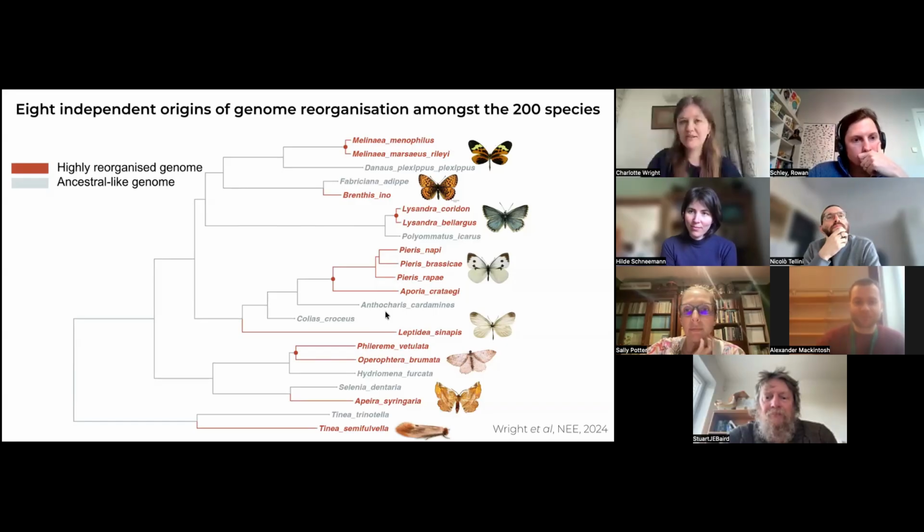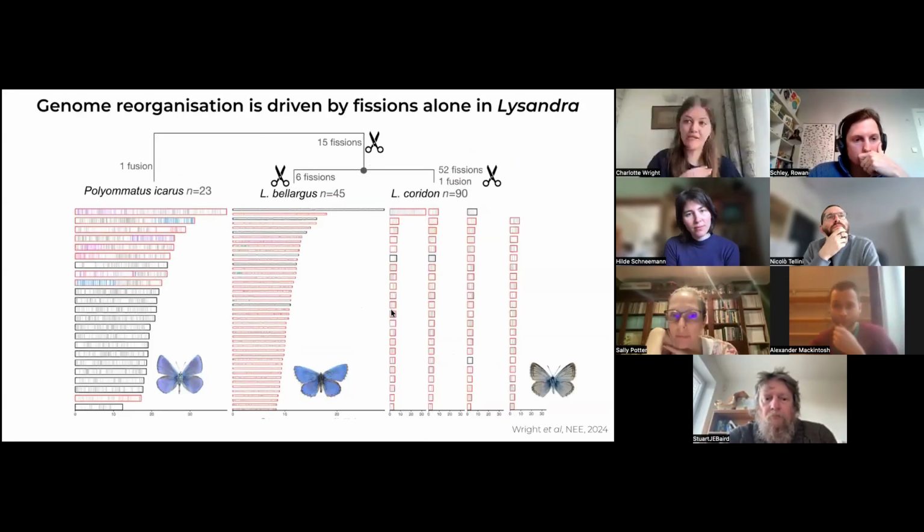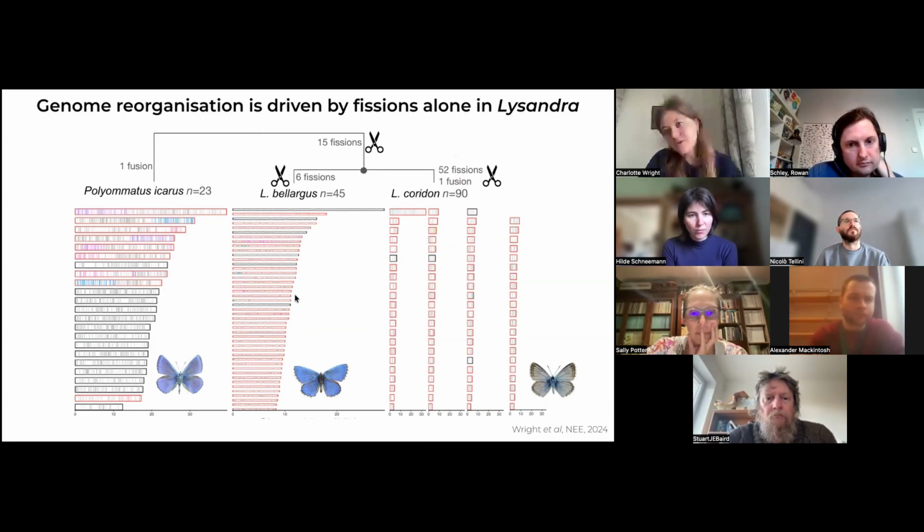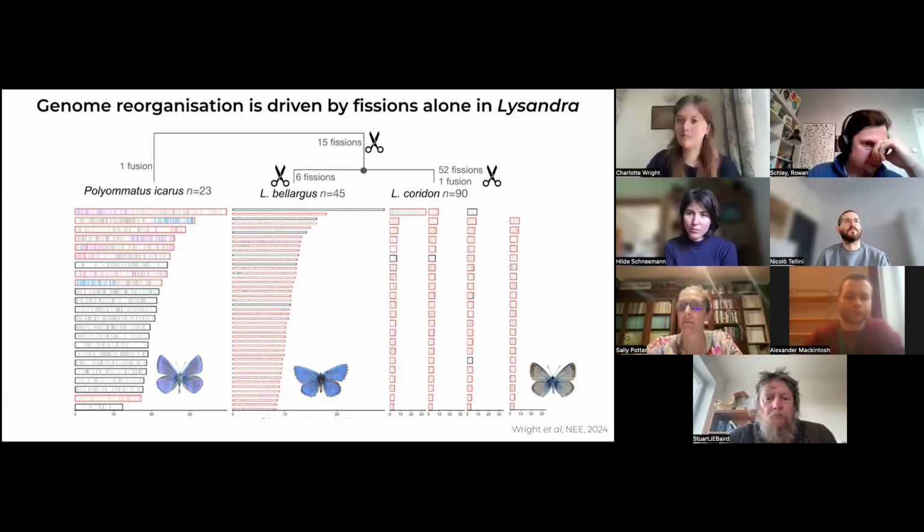And these types of rapid reorganization generally come in two flavors. They can either be purely by chromosome fissions, as you can see in Lysandra, where at the base of this genus the molecular scissors, or the fission, became active, and that meant that they ended up with 45 chromosomes in Lysandra bellargus and 19 in Lysandra coridon. And each of these blocks here, just to contextualize, is a chromosome, and the lines are the positions of genes along them. And if that gene is gray, it basically means it's on the same chromosome as it was at the base of butterflies and moths, which, for context, I forgot to say, is around 250 million years ago.